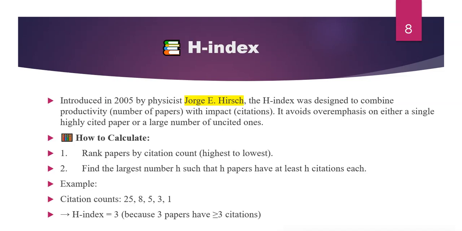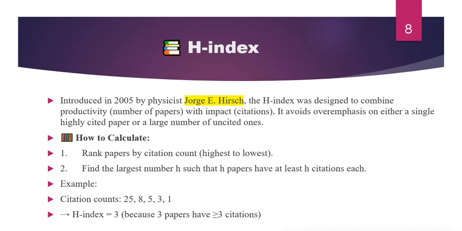The next metric is the H-index. The H-index was introduced in 2005 by physicist Jorge Hirsch. It was designed to combine productivity, the number of papers, with impact. It avoids overemphasis on either a single highly cited paper or a large number of uncited ones.